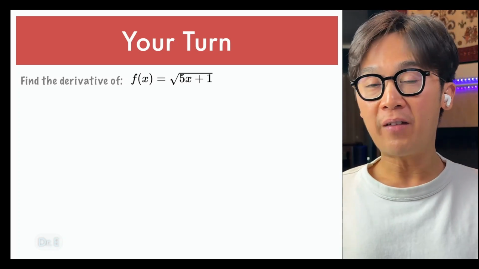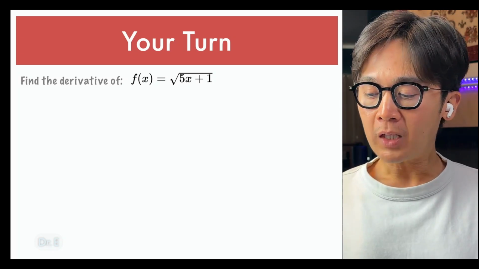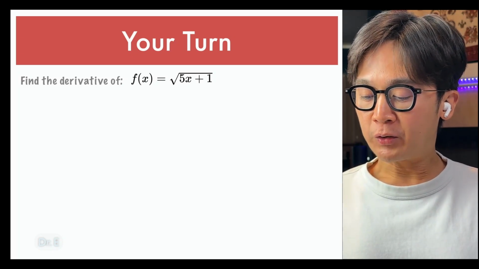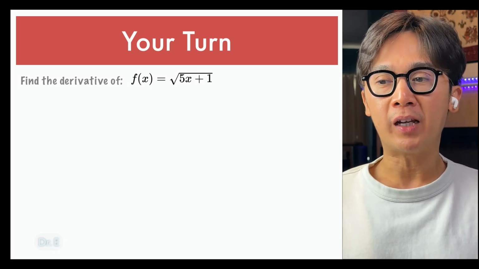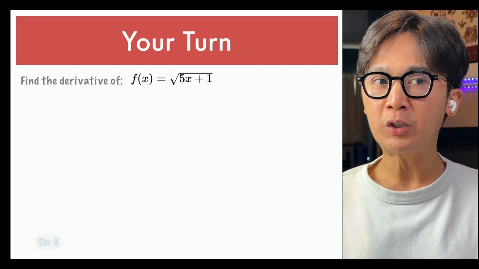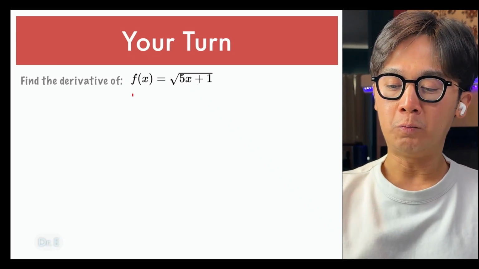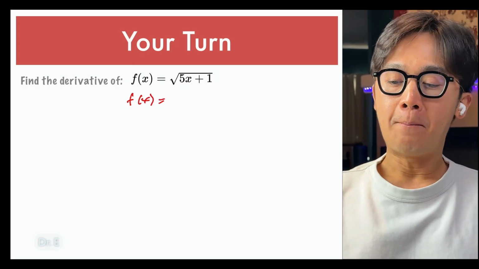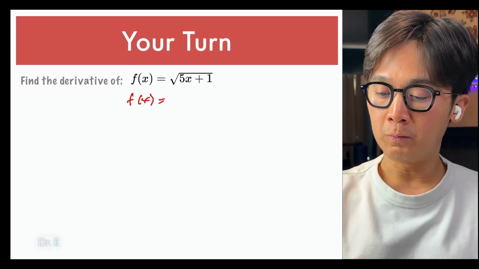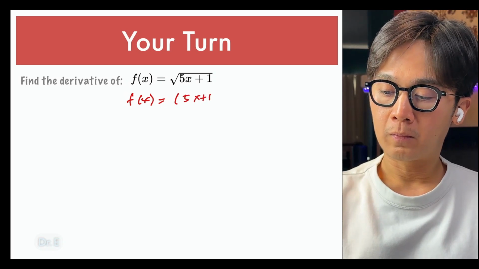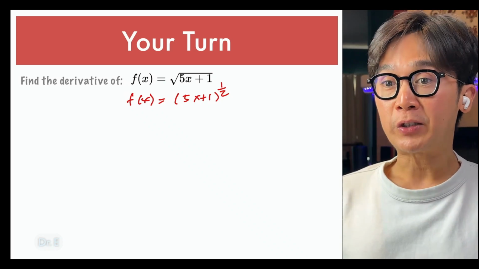Now, another important usage of the chain rule is when we have a radical function like this one: the square root of 5x plus 1. If we take the derivative of this function, for students who don't know how to convert a radical function into an exponential function, this will be a little too foreign for them. So what we can do here is to modify our function, square root of 5x plus 1, into 5x plus 1 raised to the 1/2.